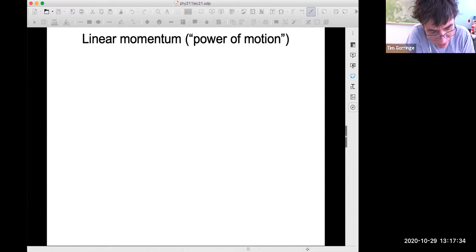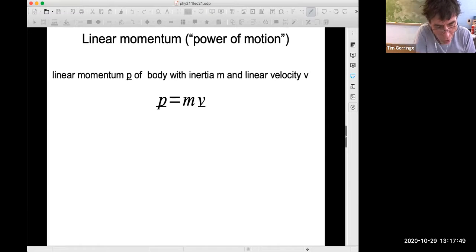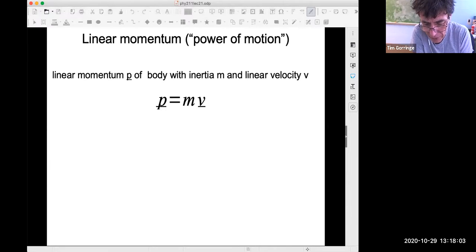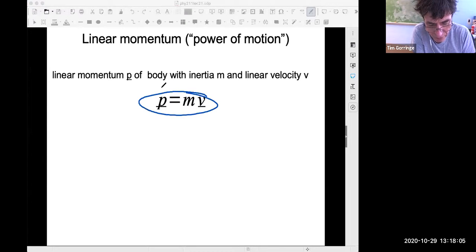And then we're going to introduce a new thing, angular momentum, in parallel, mirroring linear momentum. I sometimes like to think of linear momentum as a power of motion, because a big, fast-moving truck would have lots of linear momentum, and a slow-moving fly would not have much. The equation for linear momentum of a moving object is simply its mass, or inertia, times its linear velocity. So this is the basic equation of linear momentum.